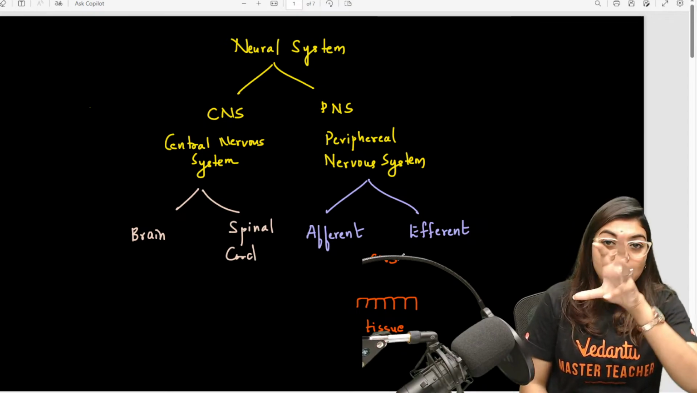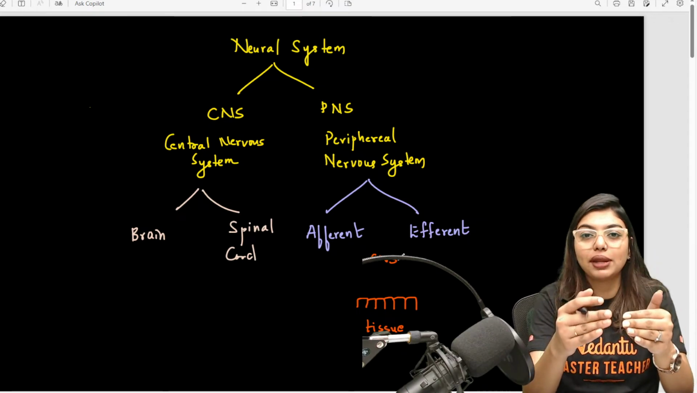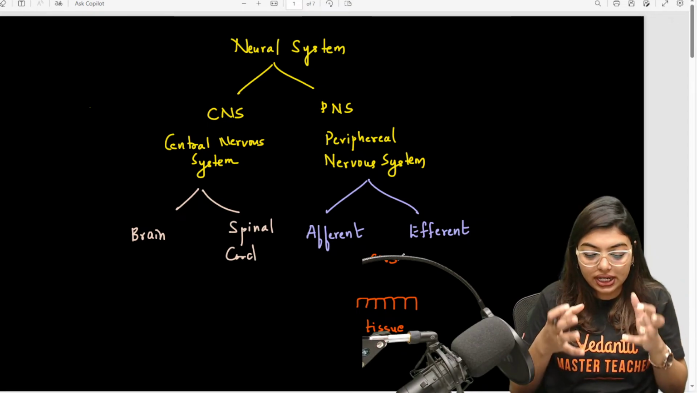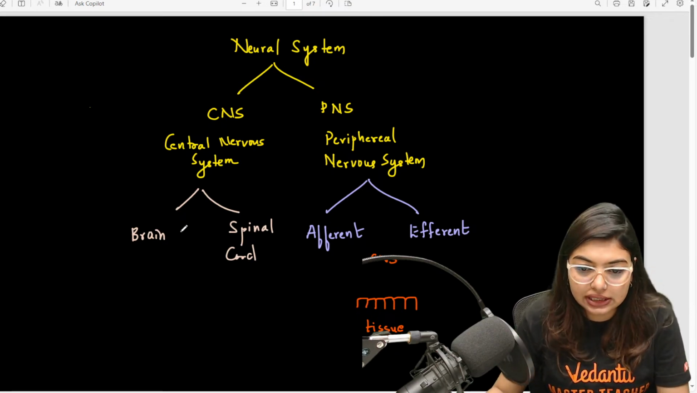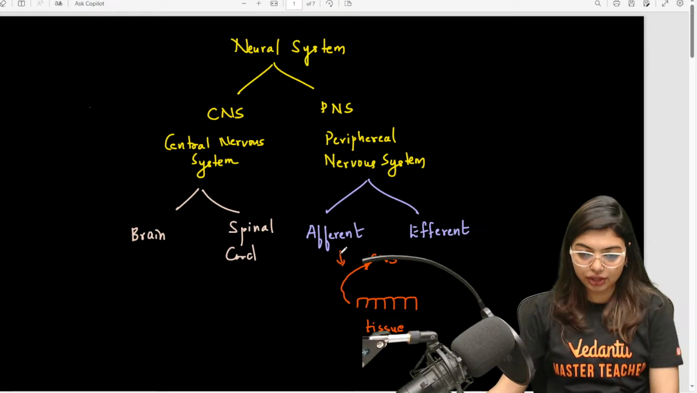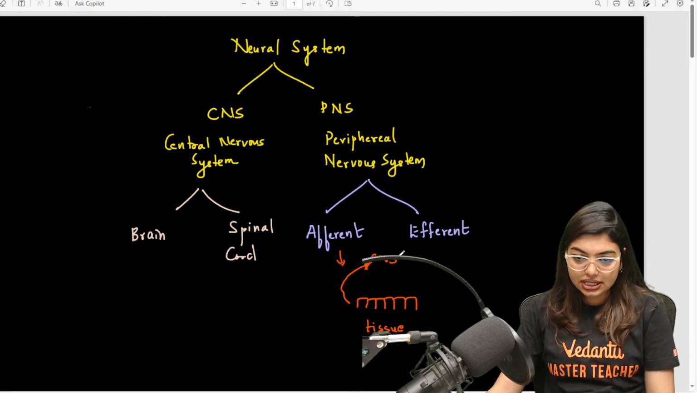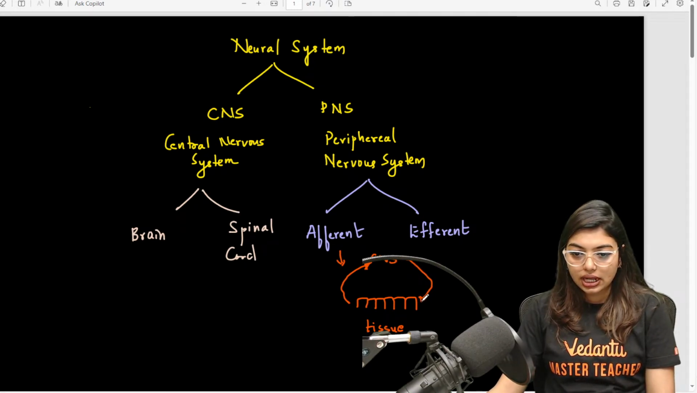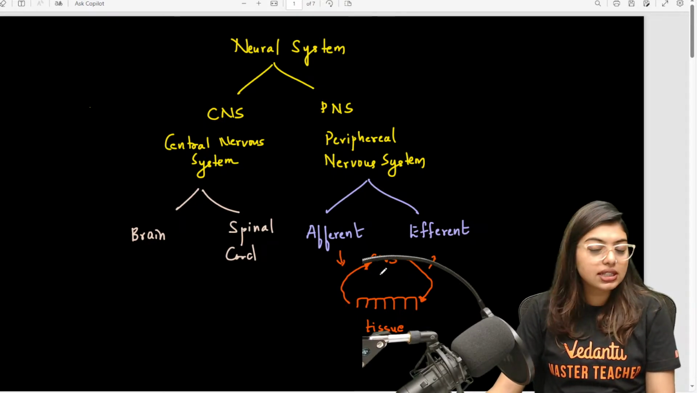So that transport to the brain, who is going to do that? The nerves are going to do it, right? That is going to fall under your PNS. So students, the signal from the tissues to the CNS is going to be taken by none other than your afferent. Okay, and from the CNS, whatever response the CNS is going to give is going to be taken by your efferent. Understood? Efferent. So this is how it works.